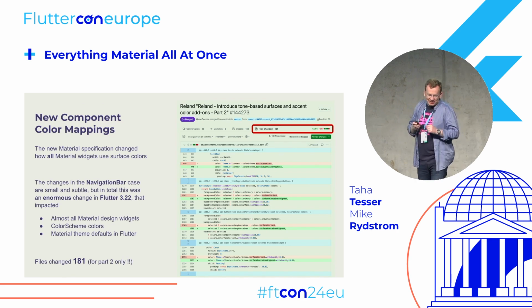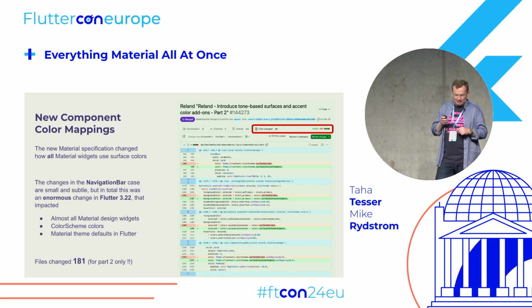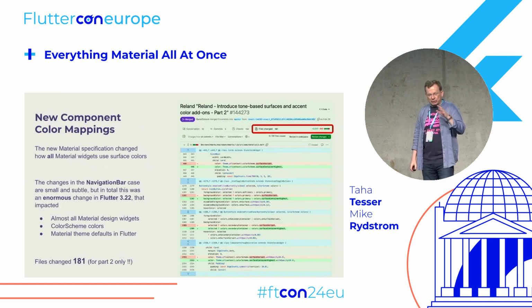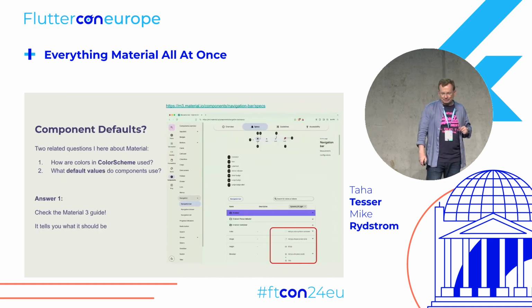So it's quite significant. Well, not full, there is a page about it, but it's not that deep. So yeah, that's a big change. So if you have been doing tests, you will notice that your tests break because you get different results than before. Component defaults. Material people always ask me, where do I get the defaults?